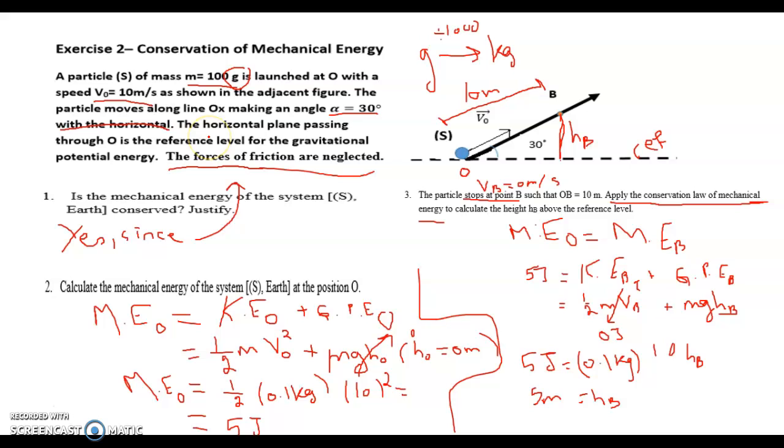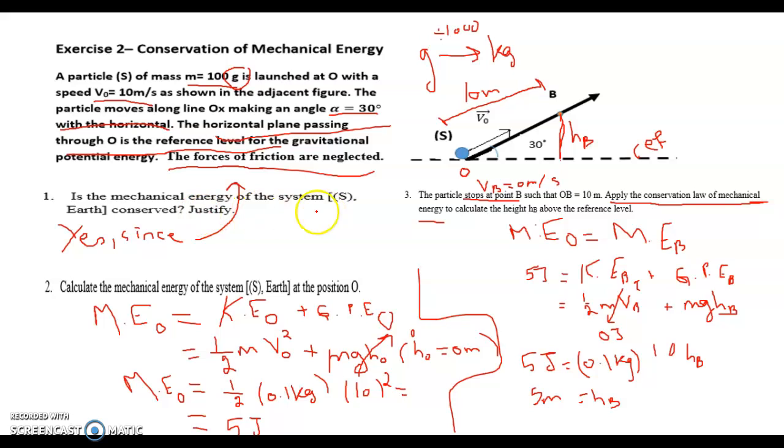Now for the second exercise, a particle of mass m equal 100 grams is launched at O with a speed of v0 equal 10 meters per second. As shown in the adjacent figure, the particle moves along the line OX, making an angle alpha equal 30 degrees with the horizontal. The horizontal plane passing through O is the reference level of the gravitational potential energy, and the forces of friction are neglected.